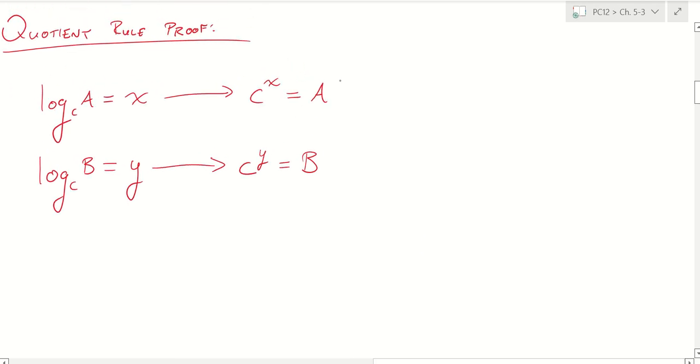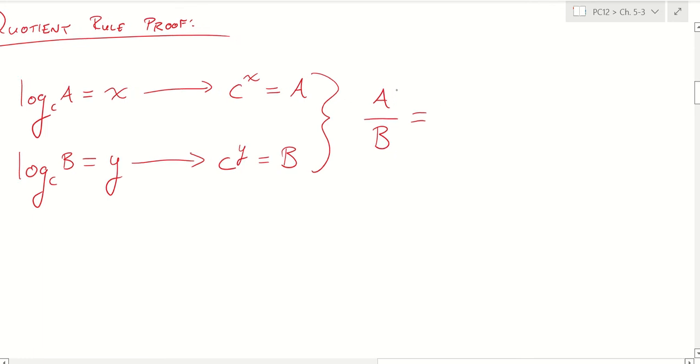What can we do with this? Well, let's just keep working horizontally here. If we wanted to, we could divide a over b and see what happens. Maybe some relationship will pop out, and it will. If we divide a over b, that's the same thing as saying c to the x, which is just a, over c to the y, which is just b. And c to the x over c to the y is really just c to the x minus y. This is an exponent property.